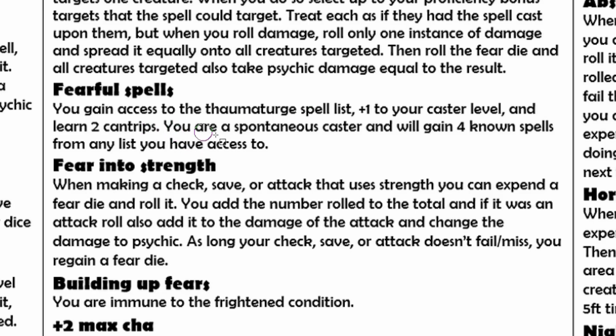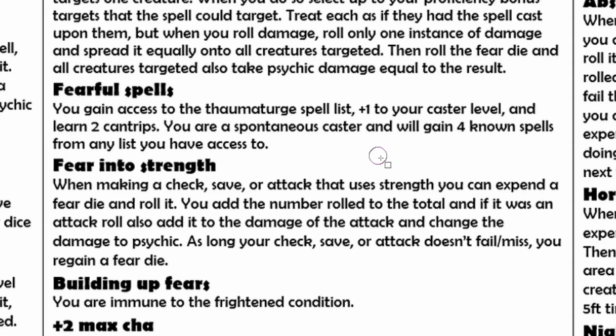We're also considered a spontaneous caster. This means that we do not prepare spells, but we instead gain known spells, which means that right now we get 4 known spells from the Thaumaturge spell list because it's the only list we have access to. So as Mira, we would go through and look through all of the Thaumaturge spells and pick 4 that we think are cool.